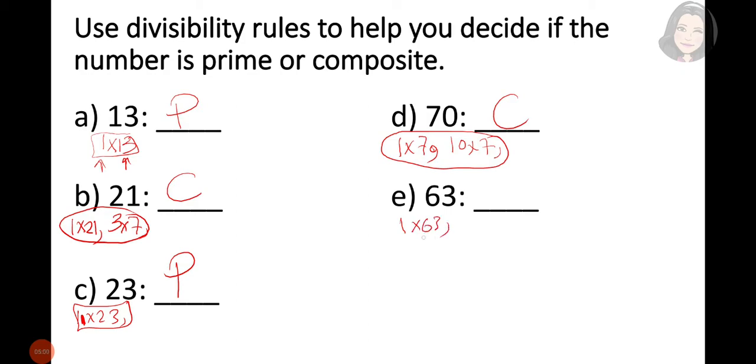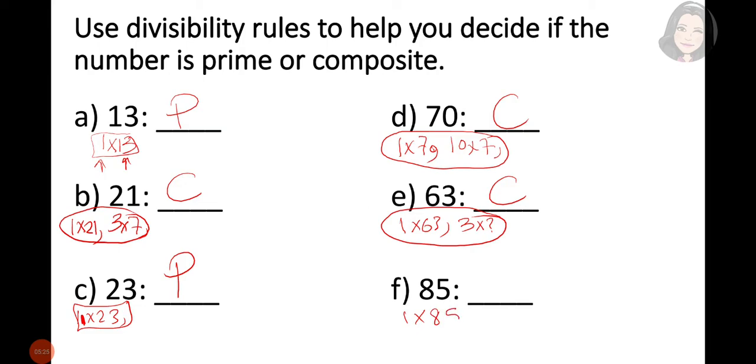Of course, I have 1 times 63. Is it divisible by any other number? Well, if I add 6 to the 3, then this is going to be 9. Then this number is going to be divisible by 3. It's 3 times a number. I don't need to find it out. All I need to know is that this number is divisible by so many factors, so it is composite. It has more than 2 factors.